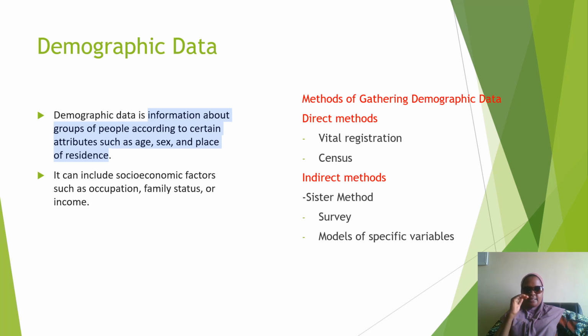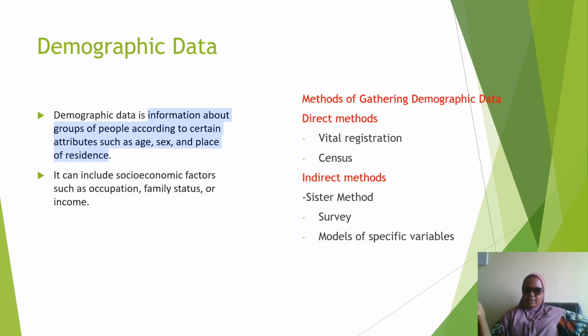Then these demographers, they work with what we call demographic data. Demographic data is the information about a group of people according to certain attributes such as age, sex, and place of residence. Demographic data can also include socioeconomic factors such as occupation, family status, or income. All these are demographic and socioeconomic variables. Those are the variables that the demographers study in a population.